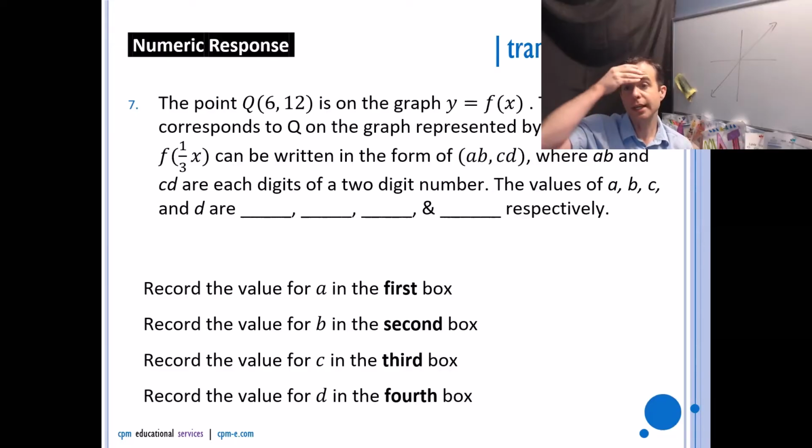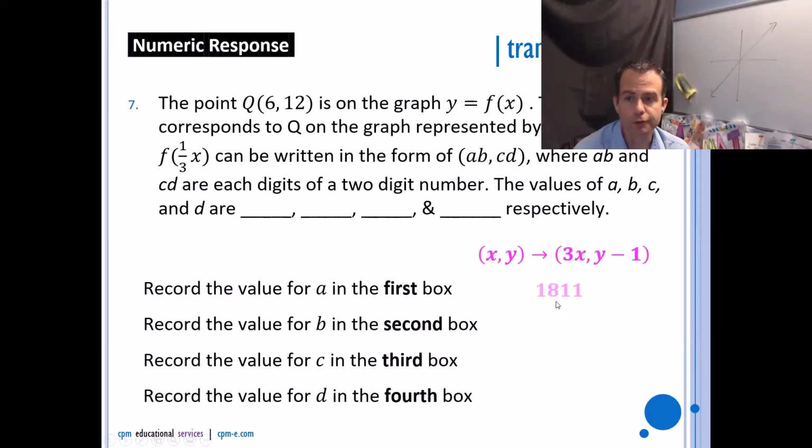Okay, then what did I do to y? Well, I have y replaced with y plus 1. Now, if you want to write that as y equals first, sure, you'll see your k value is negative 1, which means I'm going down 1. So the 12 is going to become 11. So that's my value for CD, which is 11, which means my numeric response answer would be 1811. That would be the answer to the question. Okay, so 1 goes in the first box, 8 in the second box, and so on.